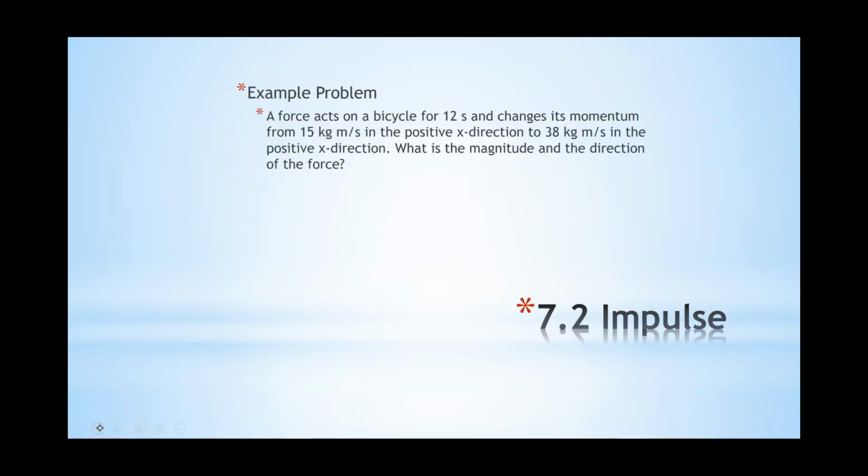So let's do a different one. We are going to look at the fact that some force acts on a bicycle for 12 seconds. So we have a time interval of 12 seconds. And it changes its momentum from, so this is our initial momentum, 15 kilogram meters per second in the positive x direction, so this is positive, to 38 kilogram meters per second in the positive x direction. So another positive 38 kilogram meters per second. We want to know the magnitude and direction of the force.